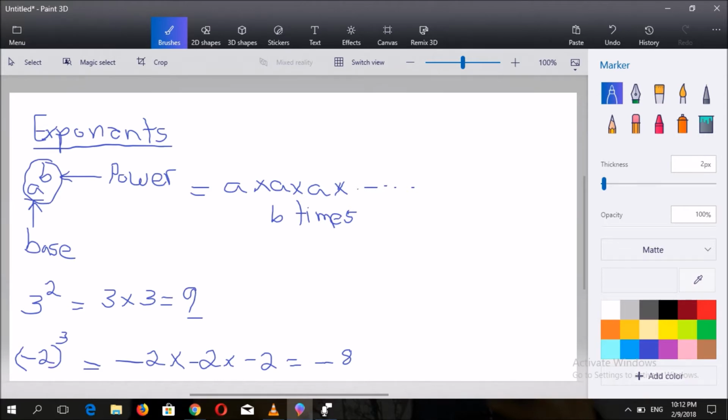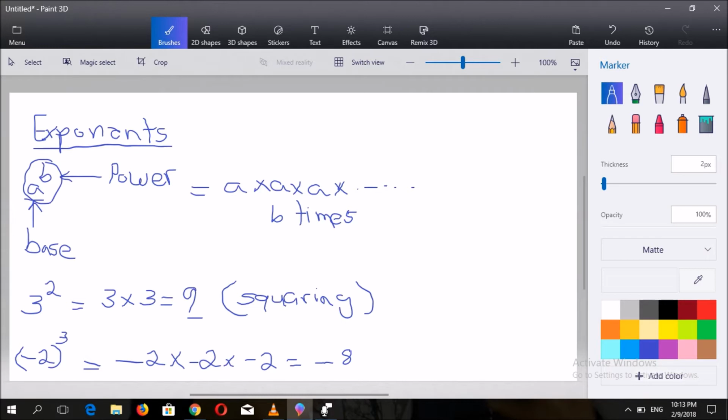Now, you need to know that if you have an exponent where the power is equal to 2, then this mathematical operation is called squaring. When you hear the word squaring, this means that we have an exponent where the base is actually raised to the power of 2. So I am multiplying the value of the base by itself 2 times. This is the definition of the squaring operation.